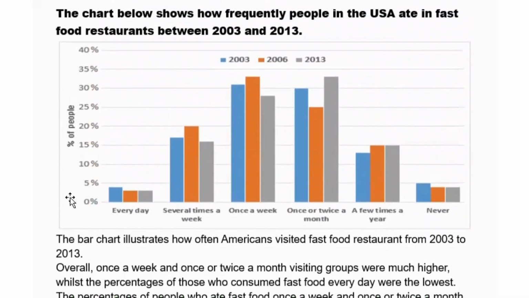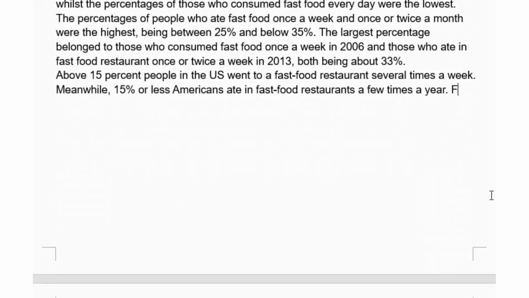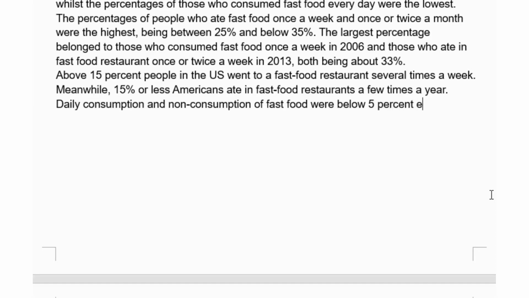So we talked about these parts, and now I'm gonna move to never and every day. So daily consumption and non-consumption of fast food were below 5%, except for non-consumers in 2003, whose percentage was at 5%.